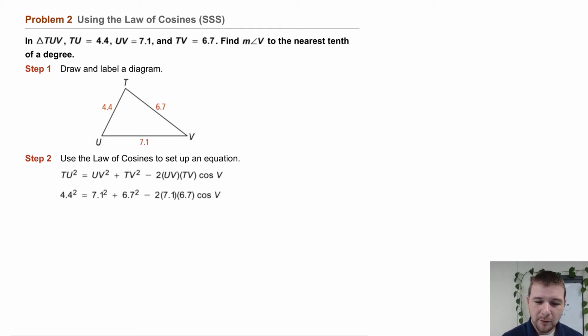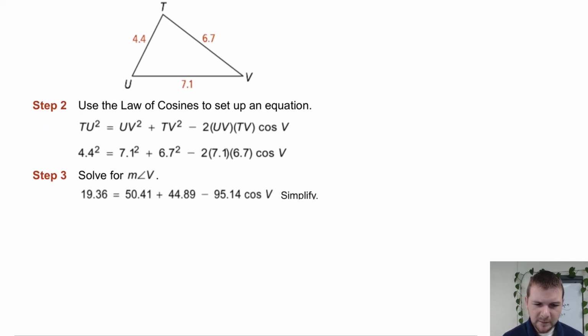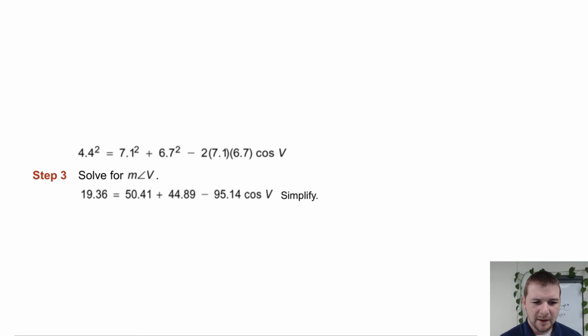Substituting the values we know, we find 4.4 squared equals 7.1 squared plus 6.7 squared minus 2 times 7.1 times 6.7 times the cosine of our unknown angle V. In step 3, we're going to solve for the measure of angle V. To begin with, we simplify. So 19.36 equals 50.41 plus 44.89 minus 95.14 times the cosine of V.